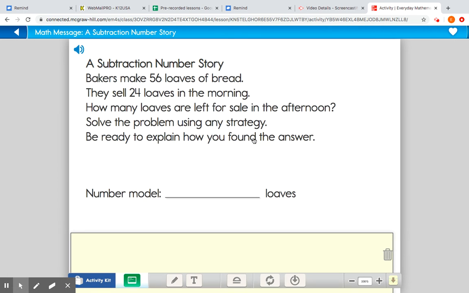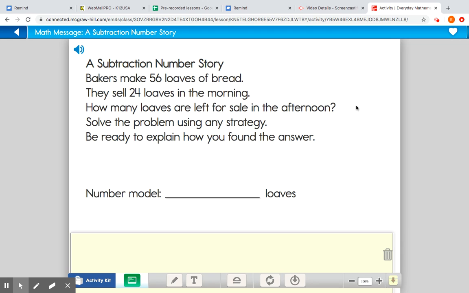The math message says, bakers make 56 loaves of bread. They sell 24 loaves in the morning. How many loaves are left for sale in the afternoon? Solve the problem using any strategy. Be ready to explain how you found the answer. So what I want you to do is put me on pause and take a couple minutes to try and solve the problem.